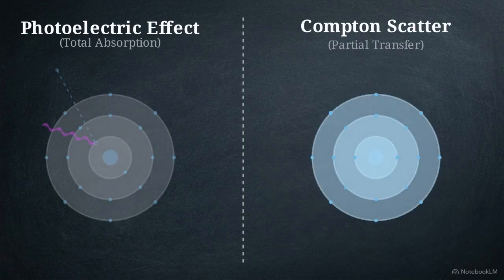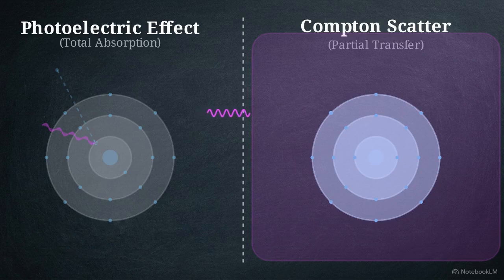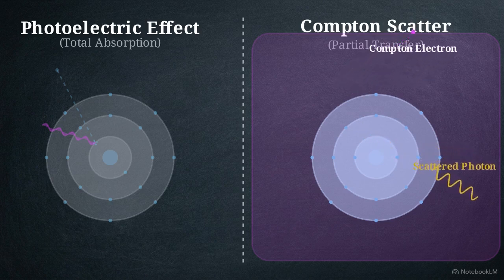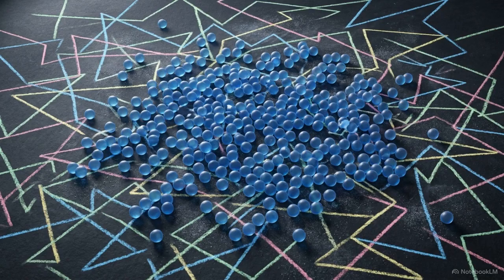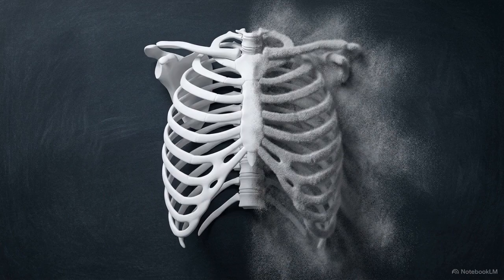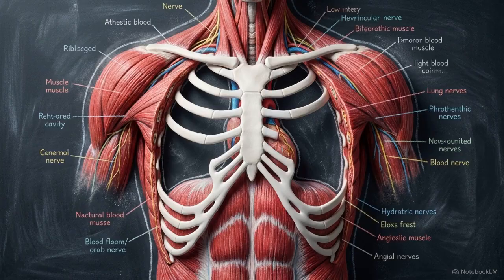Now look at the competitor on the right. Compton scatter targets the atom's perimeter, striking a loosely bound outer shell electron. The photon only transfers a portion of its energy, ejecting the electron, while the surviving photon deflects in a new direction. The exact amount of energy the photon loses depends on the resulting angle of that deflection, making it an incoherent process. While photoelectric absorption creates clean boundaries, Compton scatter throws deflected photons toward the image receptor, resulting in diagnostic noise. What physical properties of the patient determine which of these two interactions occurs?